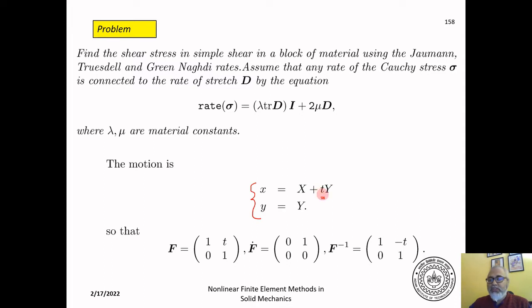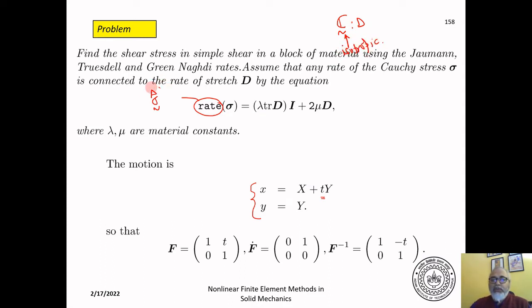T is the time. So this is a simple shear, and we are told that you have a frame indifferent constitutive equation, and this rate is one of the different rates. It can be a Jaumann rate, that is sigma hat. It can be a Truesdell rate or a Green-Naghdi rate. All of these are objective rates. This is related to the isotropic tensor, isotropic C matrix, and D. So here C is isotropic.